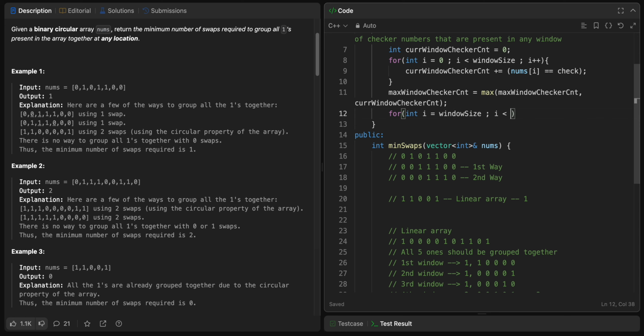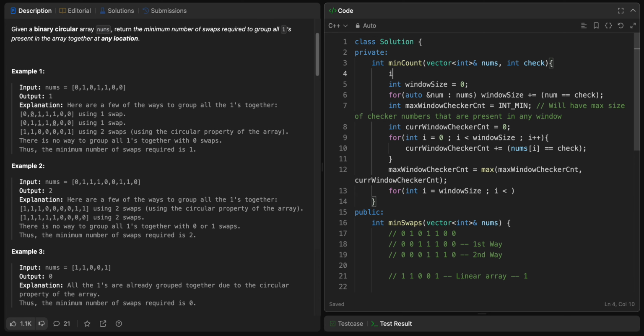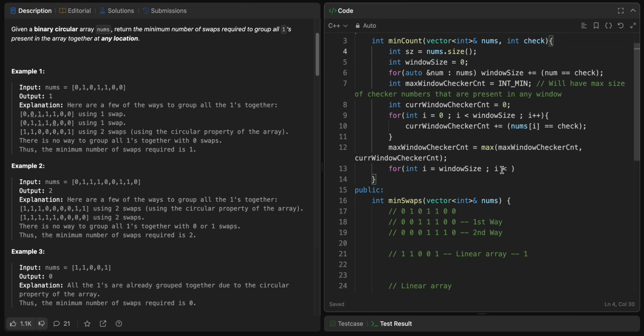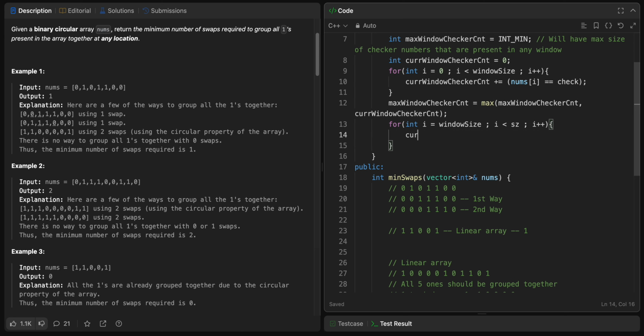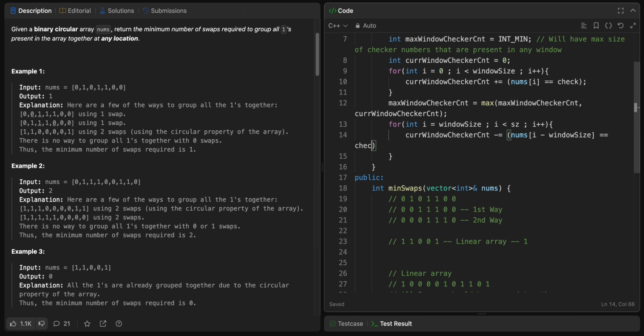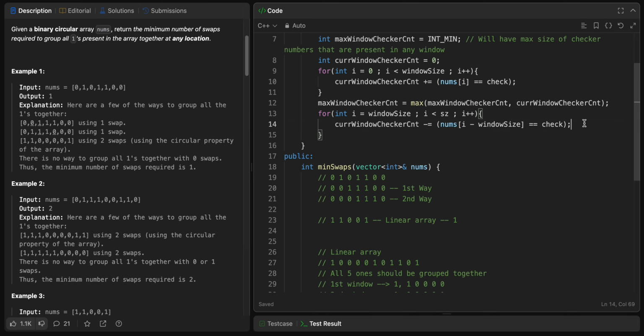And I'll do that until my numbers are out completely. So until my i reaches the end of the vector, i would be less than size followed by i plus plus. So I'm saying my cur window checker count should remove the element that's present over here because that's not in our window, and that would be nums of i minus window size equal to check. If it's equal to check, then remove that because that's not part of my current window.